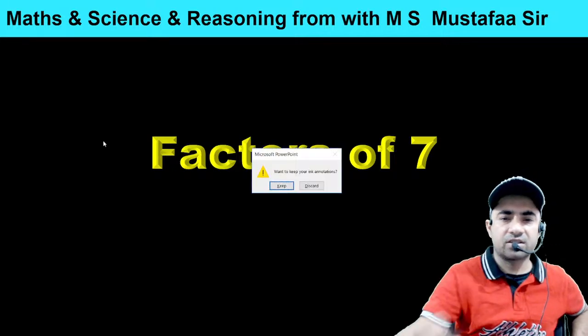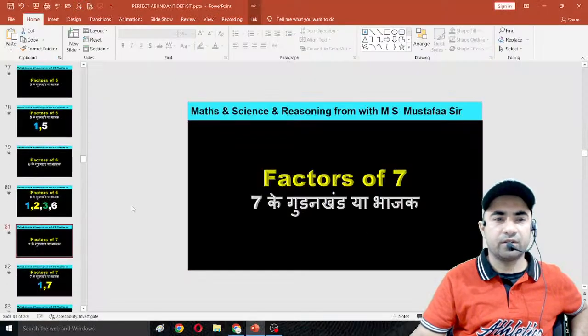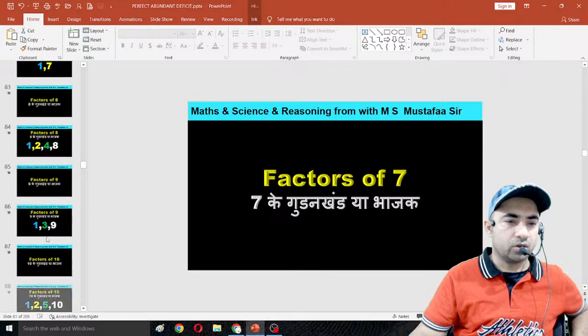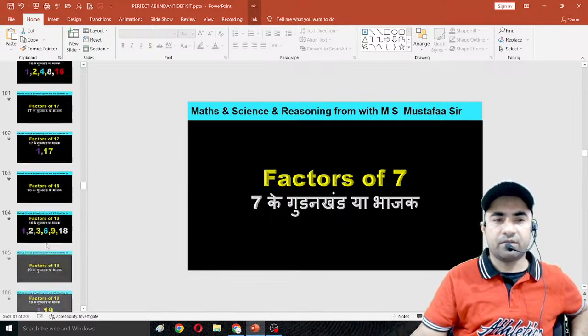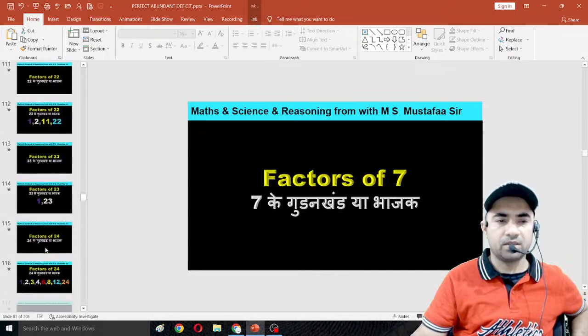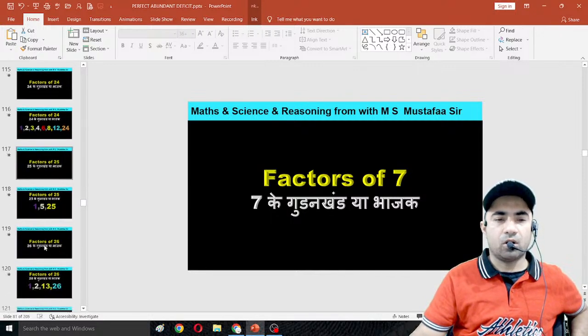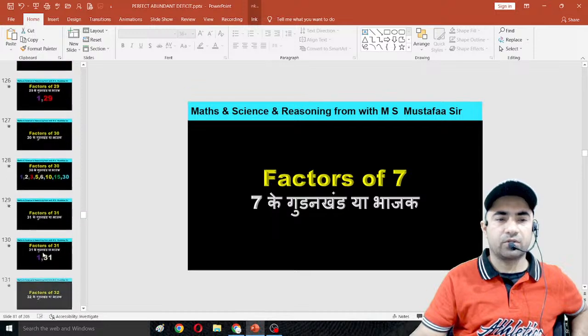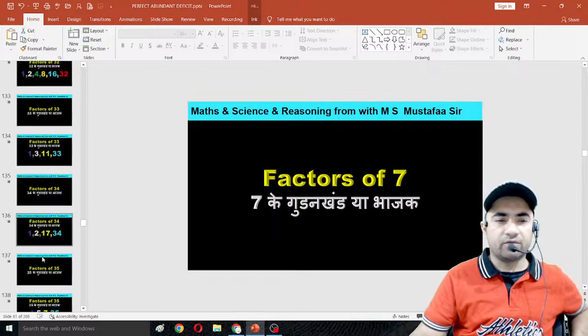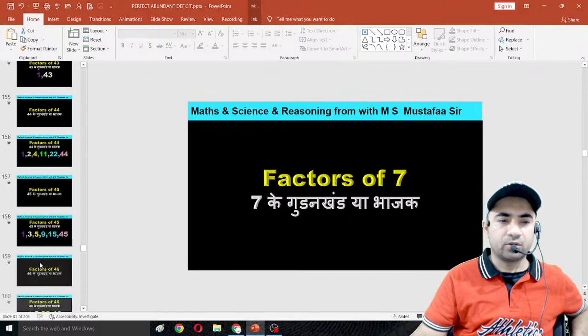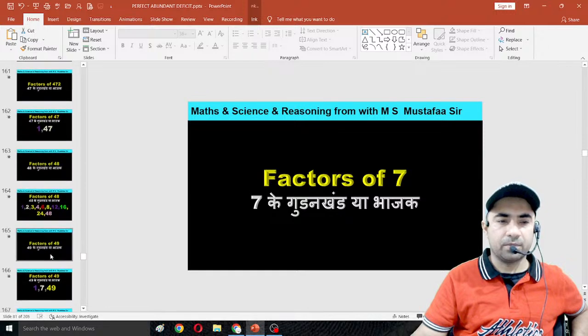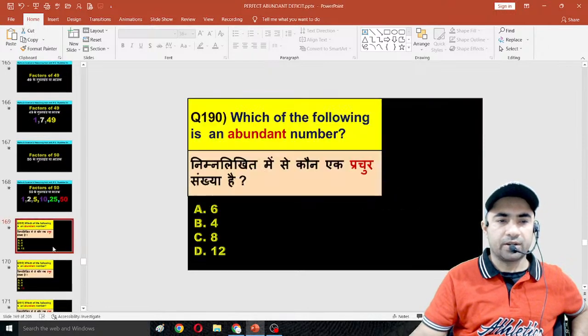We have discussed all the factors from 1 to 50 in our previous session, so I will not discuss them here. You can watch our previous session on prime numbers, in which I have explained all the factors of all the numbers from 1 to 50. In this particular session, we are going to discuss more. We will do some questions related to deficit numbers and some related to abundant numbers.